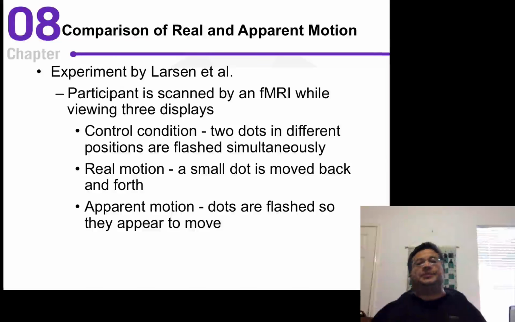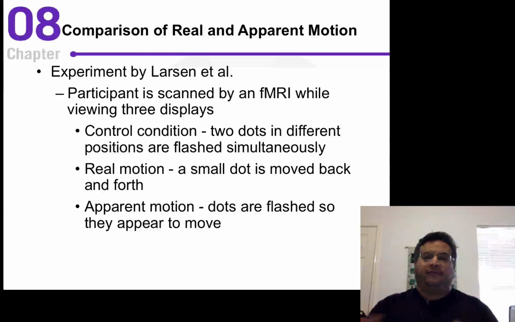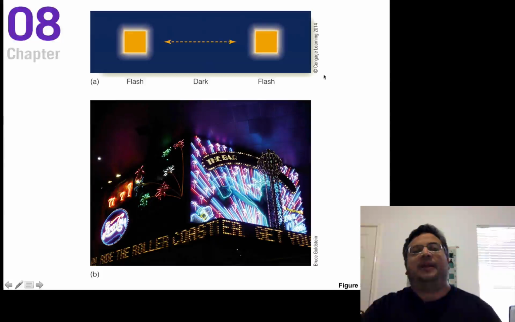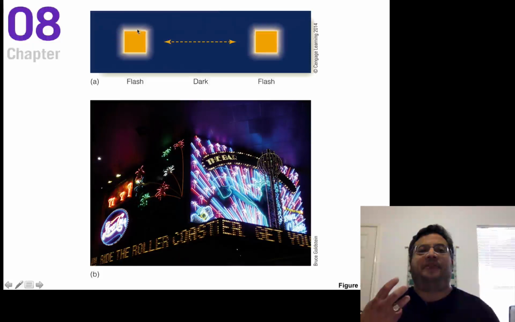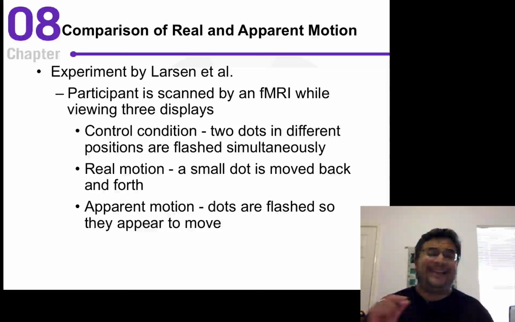So Larson wanted to see, okay, let me back up. If we go back to this slide here, we know that there's a difference between actual motion and this apparent motion of this light going back and forth, right? So what Larson wanted to do was to see are there brain differences between when we perceive real motion and when we perceive apparent motion. That's what he wanted to look at.